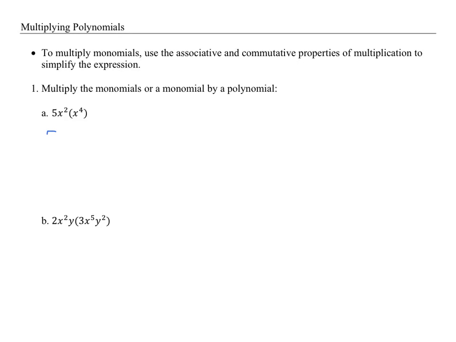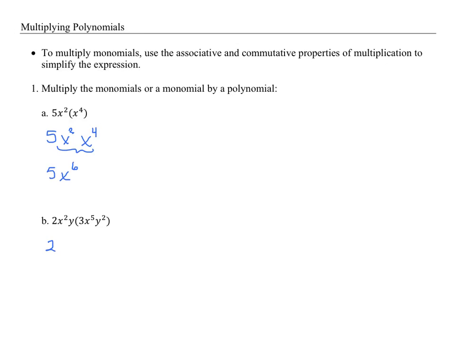So it's 5x squared times x to the fourth. And this is really great because my two x's are next to each other. They're the same base, so I add my exponents, so I'll get 5x to the sixth.